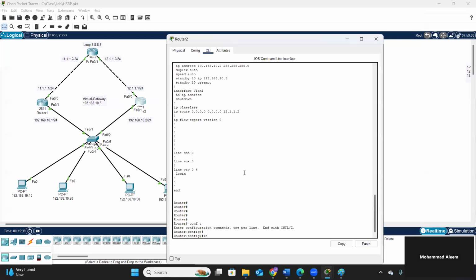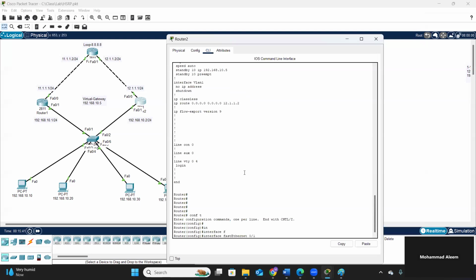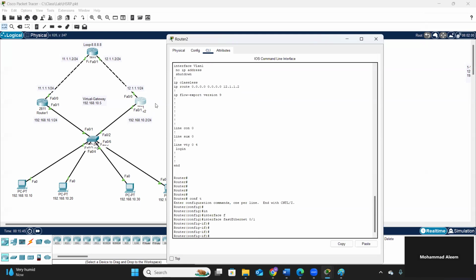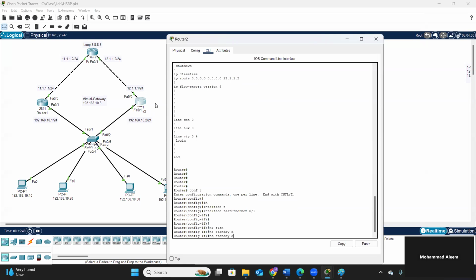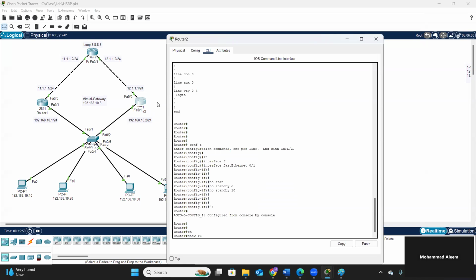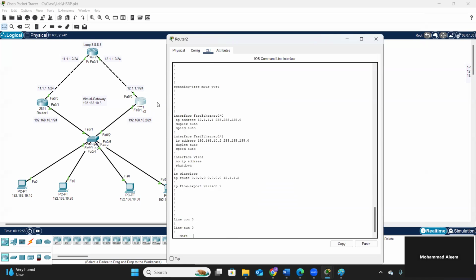Interface FastEthernet 0/1, it's a LAN interface actually, no standby 10. That's all. So we can verify in the running configuration that nothing is there. Okay, great. So now we'll start the HSRP discussion.